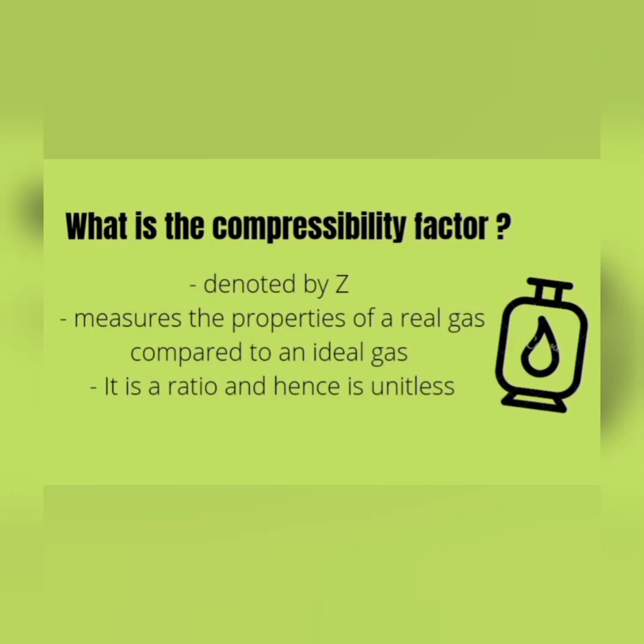The compressibility factor is a factor used to measure how much the properties of a real gas deviate from the expected properties of an ideal gas. It is represented by Z and is a dimensionless ratio. The equation for Z is as follows.